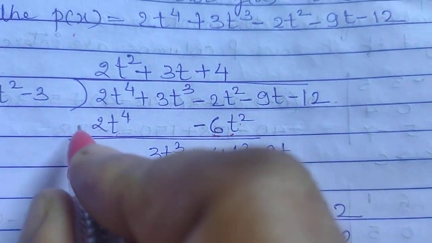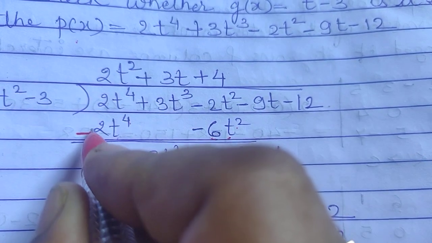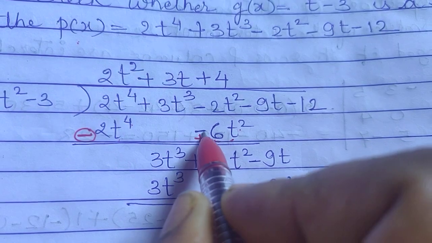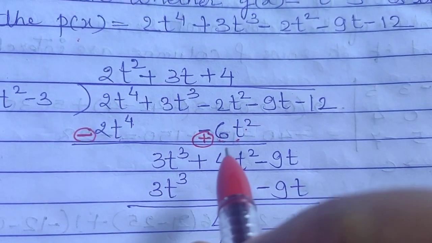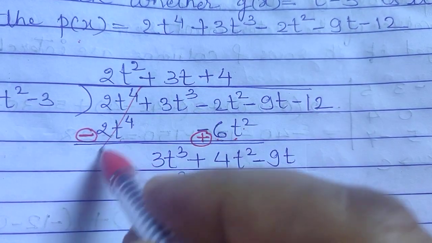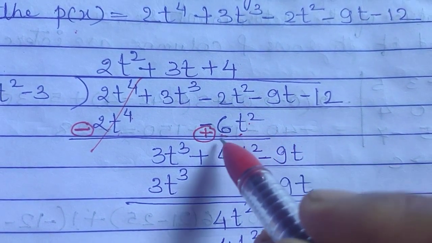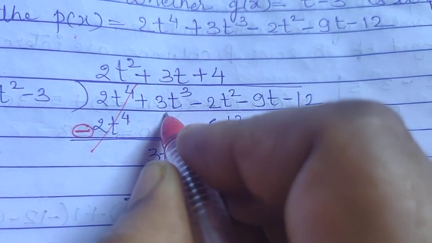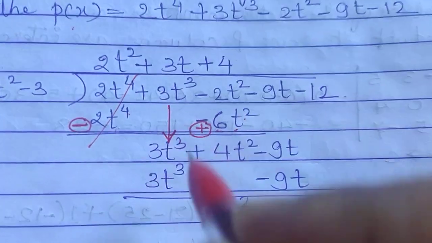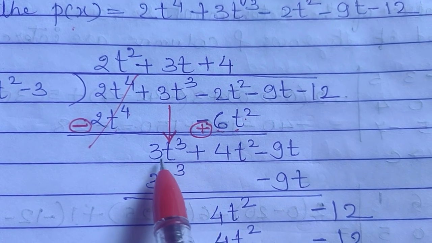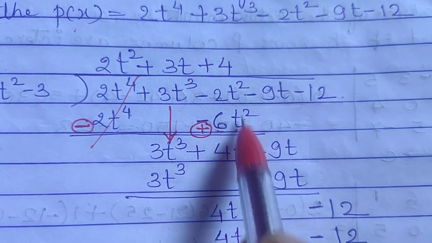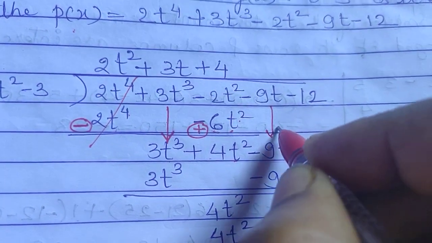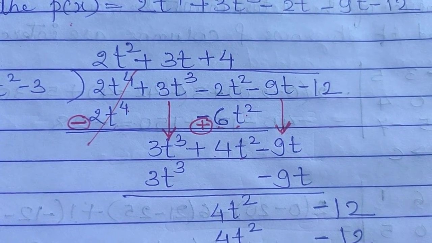Now take the subtraction. Here change the sign: since it is a positive term, it will become negative. This is negative, then change the sign, it will become plus. 2t to the power 4 minus 2t to the power 4 will get cancelled. 6t square minus 2t square is 4t square, and take this 3t cube term as it is down. So I have written here 3t cube plus 4t square, and take this minus 9t also as it is. Okay, minus 9t.